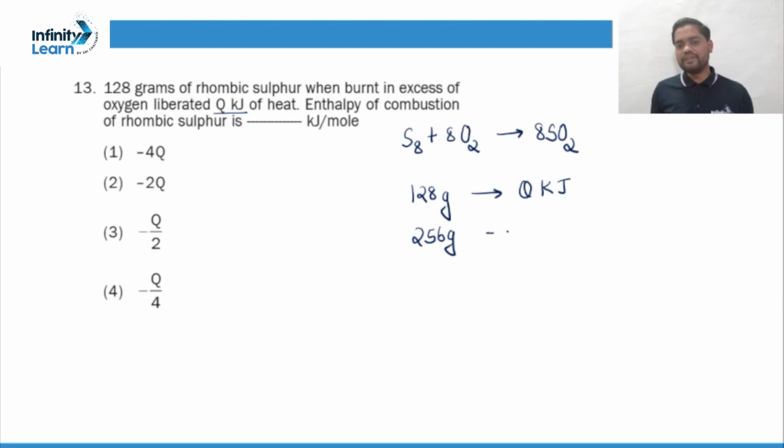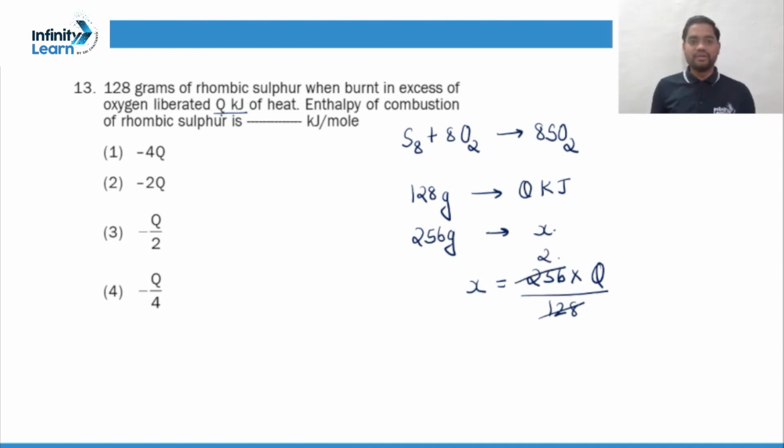The molecular weight will give you what? X kilojoules. So what is X equal to? X is equal to 256 times Q whole divided by 128. This is twice of Q, and hence the answer has to be what? Minus 2Q kilojoules, because it liberates, right? Liberate means what? Delta H is negative, so this is minus Q. So you can take it as minus. Clear? So the answer has to be option number 2.